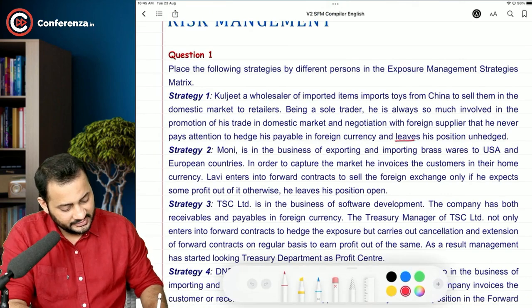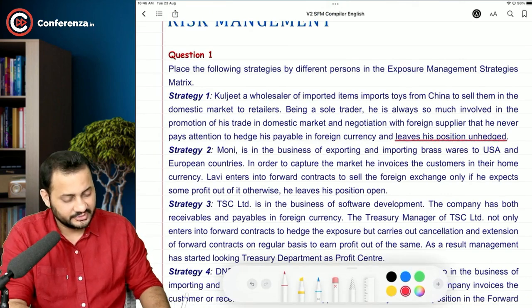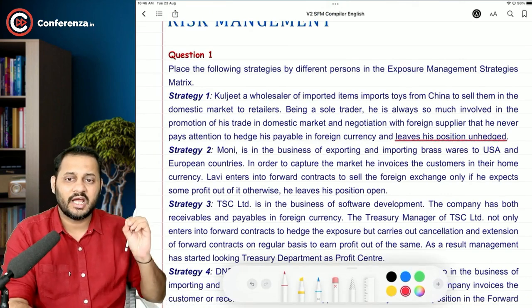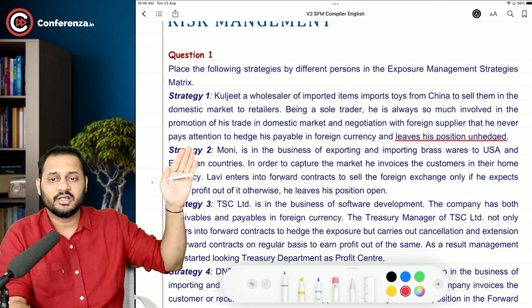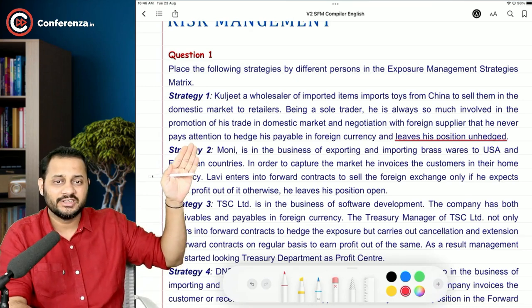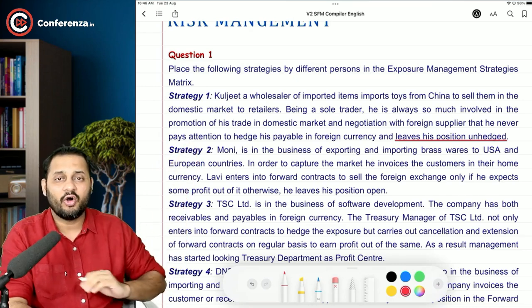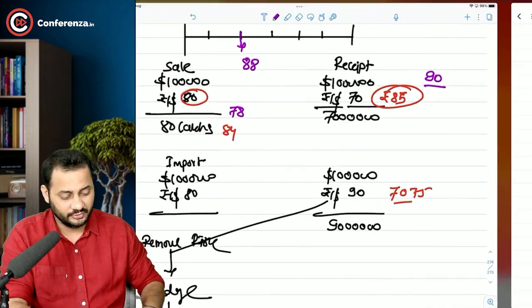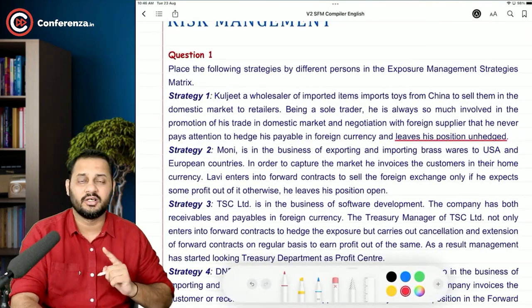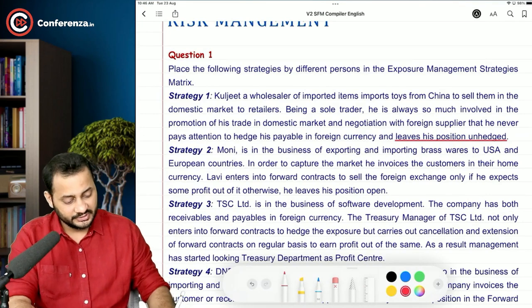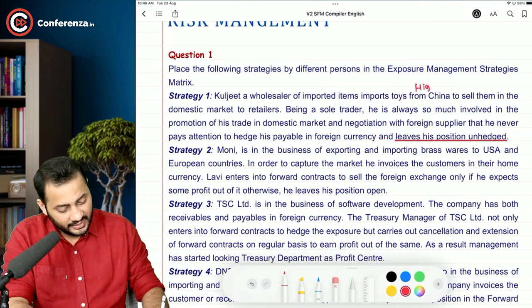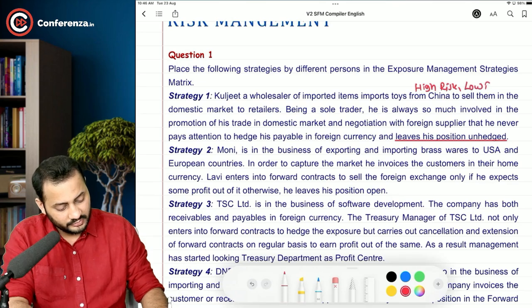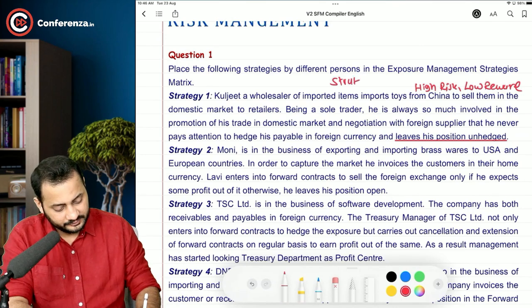Which strategy is this? This is the worst strategy. Because he doesn't have any time, he does not pay attention to hedge his payable and leaves all his position unhedged. Don't you think it is coming under the third category, which is high risk, low reward? This is strategy number 3 that we discussed.